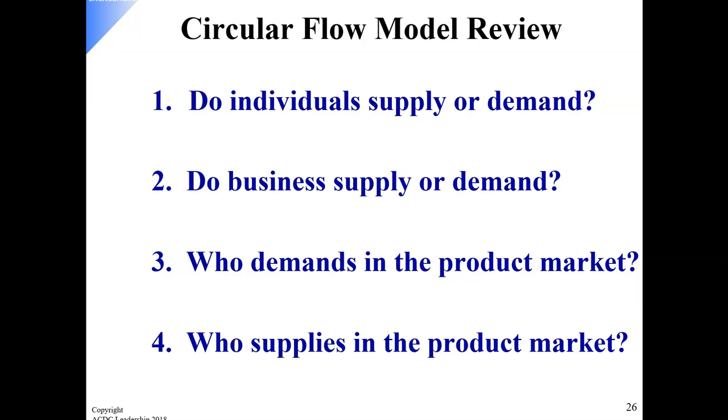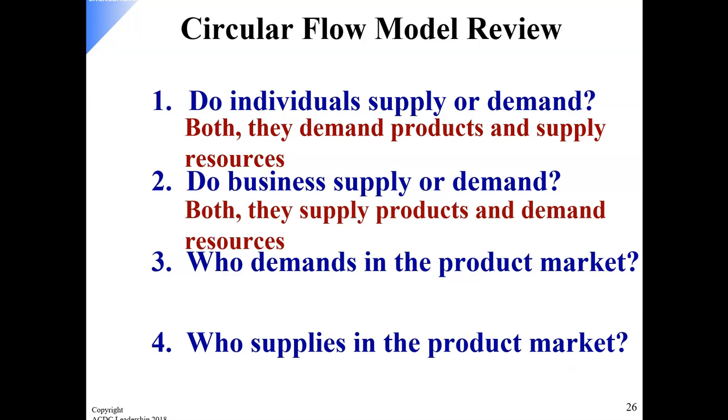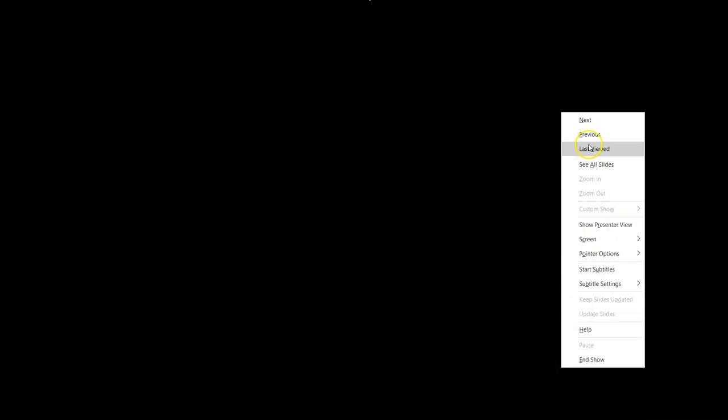So to review the circular flow model, do individuals supply or demand? They do both. Do businesses supply or demand? They also do both. Who demands in the product market? Individuals and the government. And who supplies in the product market? Businesses.